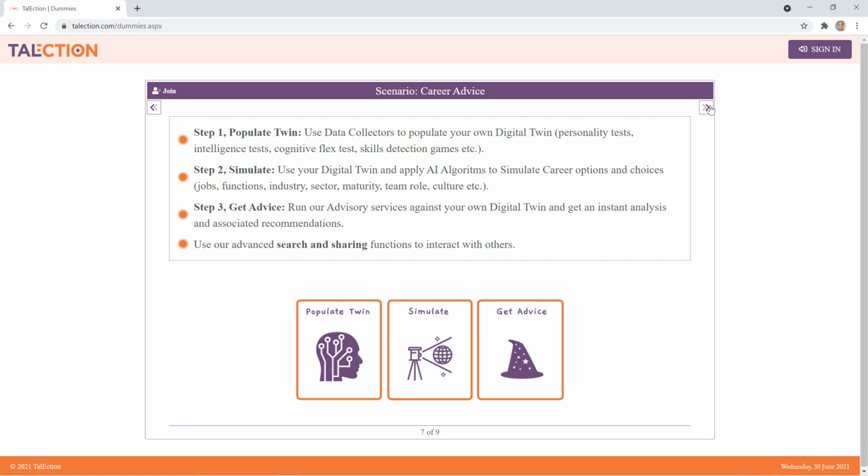Step 2, simulate. Use your digital twin and apply AI algorithms to simulate career options and choices. And that can be jobs, it can be function, industry, sector, maturity, team role, culture, etc. Step 3, get advice. Run our advisory services against your own digital twin and get an instant analysis and associated recommendations for you. And then you can also use a lot of other foundational services, for example, advanced search and sharing function to interact with others.